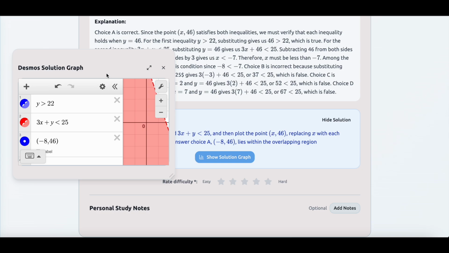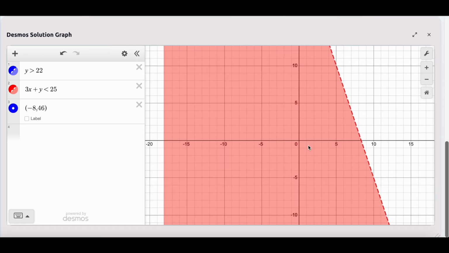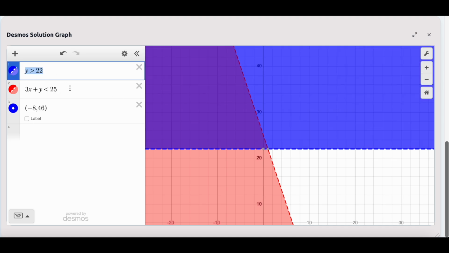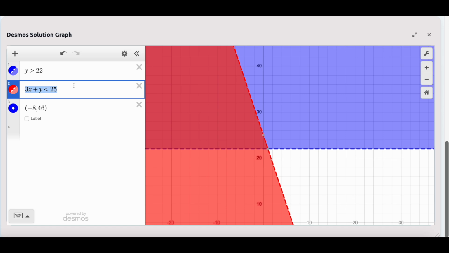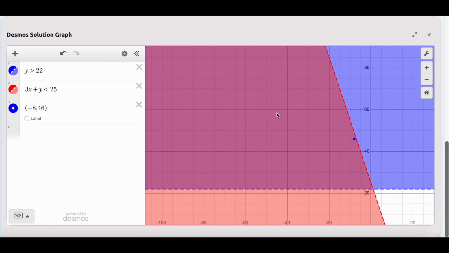So if we look at this graph, you can see that I've plotted y is greater than 22 in blue and 3x plus y is less than 25 in red. These are the two inequalities, and for a point to be a solution, it has to lie within the shaded, overlapping region, right?